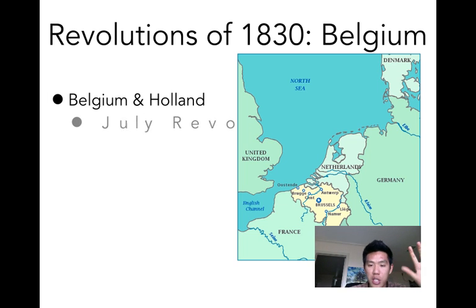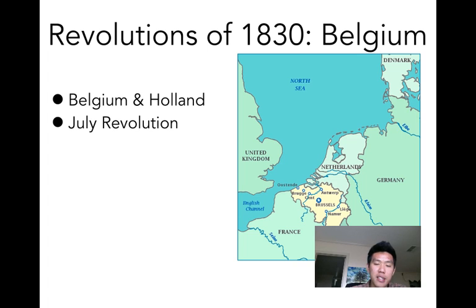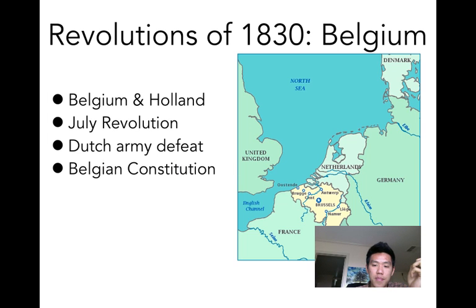So once again, the July Revolution comes, and they're inspired, and they revolt against the Dutch, and they have a bunch of students and industrial workers. So students and the working class are going to be two common themes of those that are looking to lead the way for nationalism. Okay, eventually the Dutch army is going to be defeated, and they're going to be forced to withdraw from Belgium. And so eventually the Belgian state will be created.